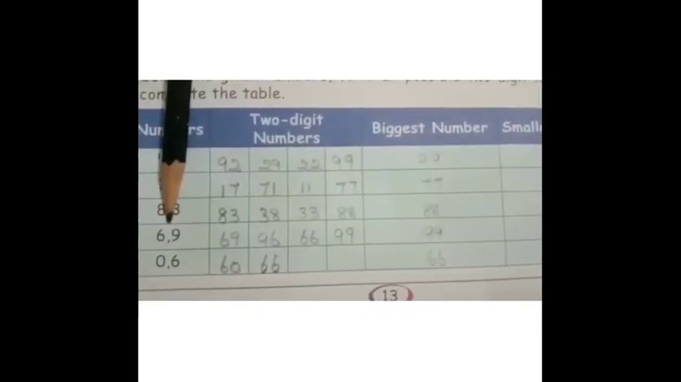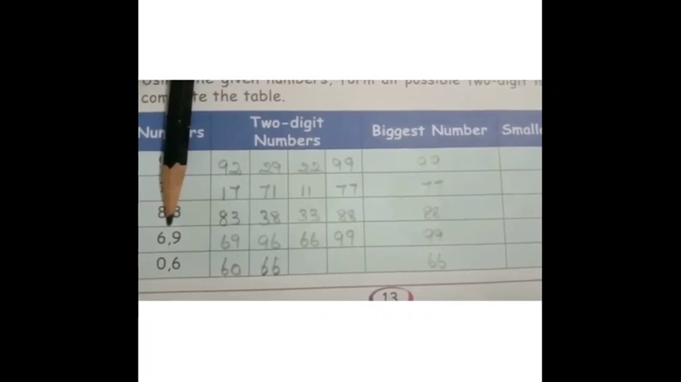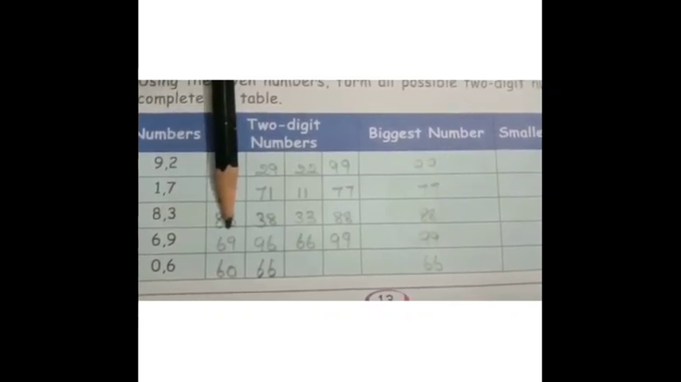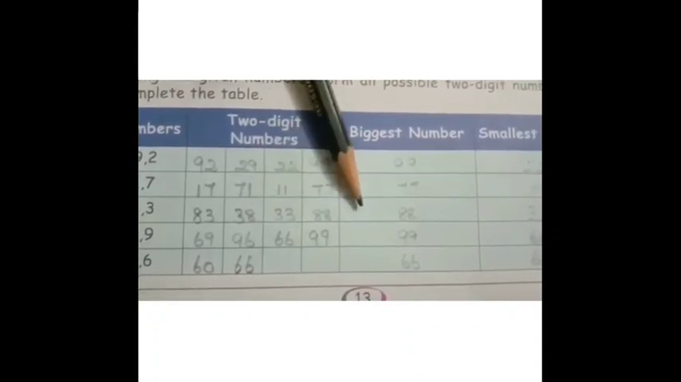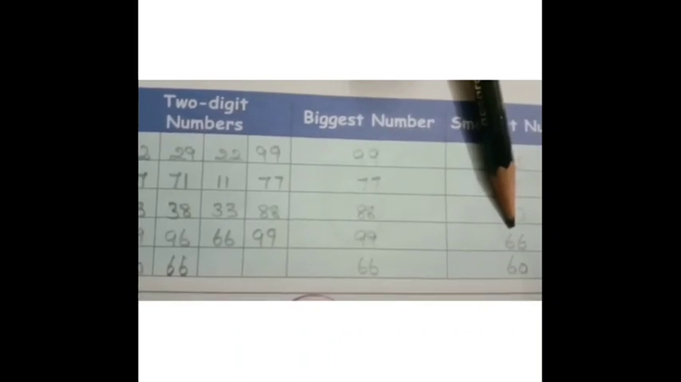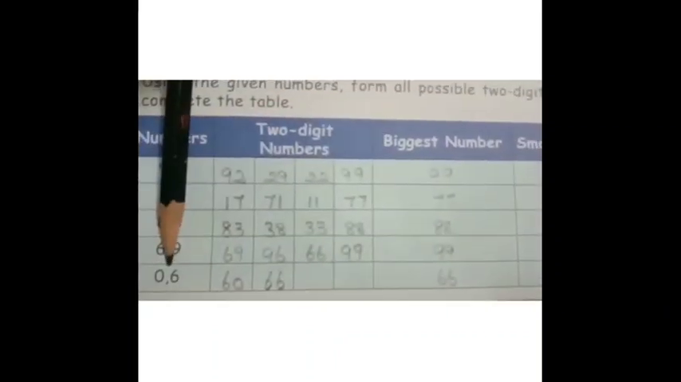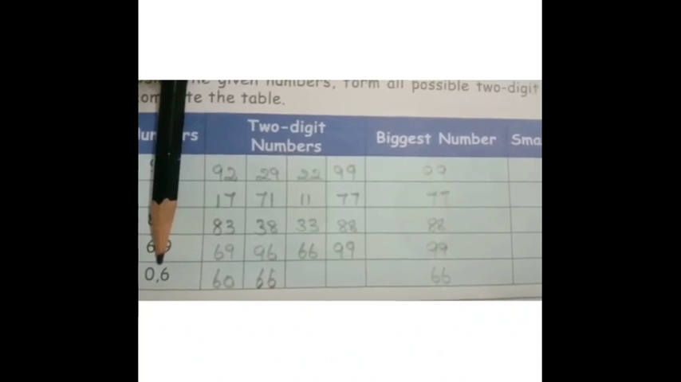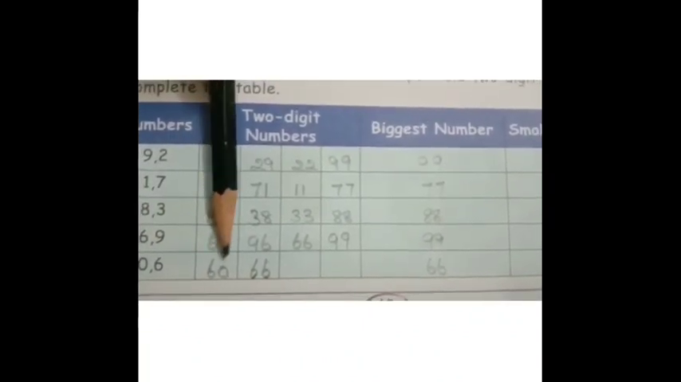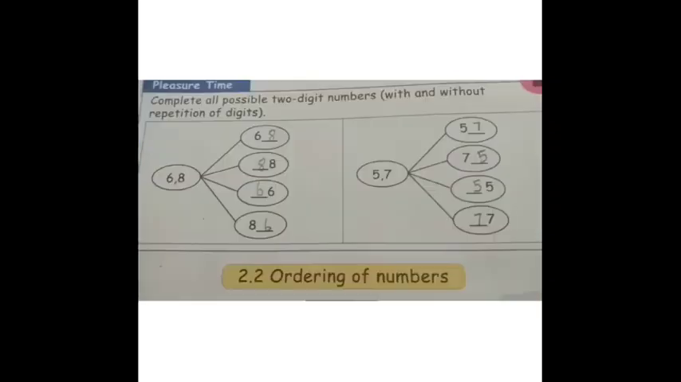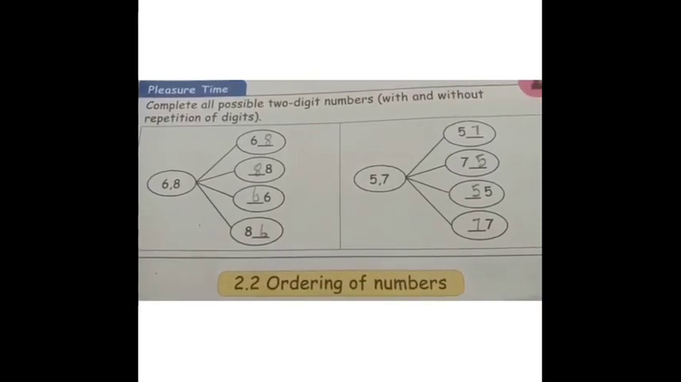Next, 6, 9. The 2-digit numbers are 69, 96, 66, 99. The biggest number is 99. The smallest number is 66. Next, 0, 6. The 2-digit numbers are 60, 66. The biggest number is 66. Smallest number is 60. Next, page number 14.